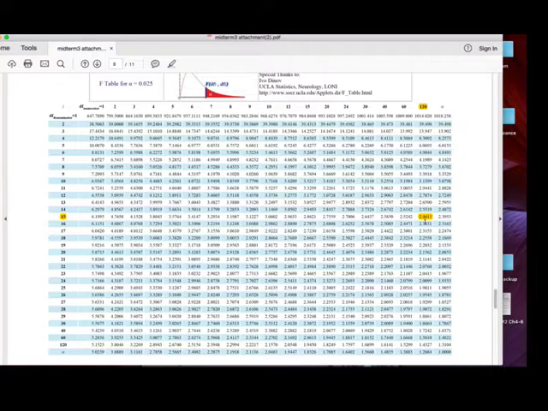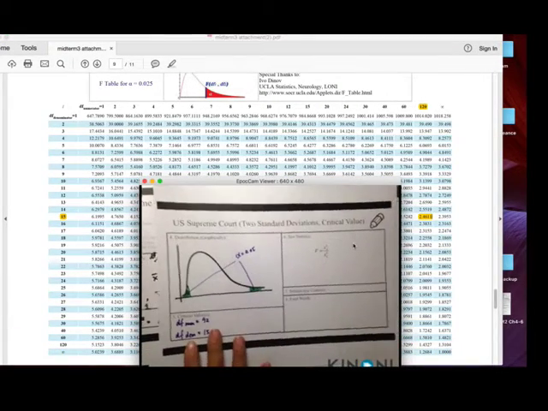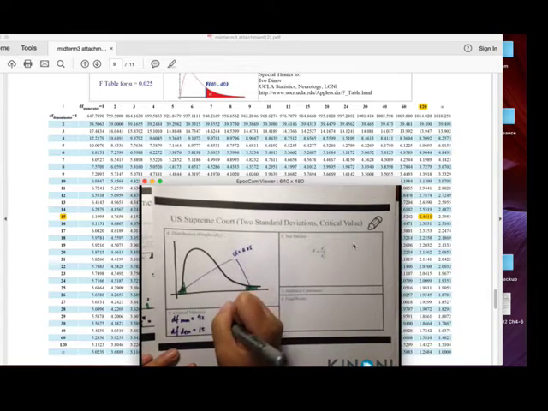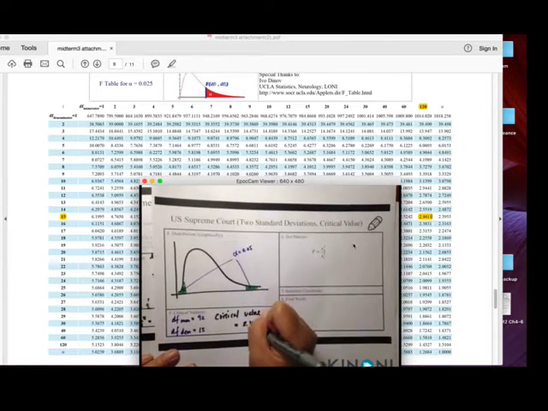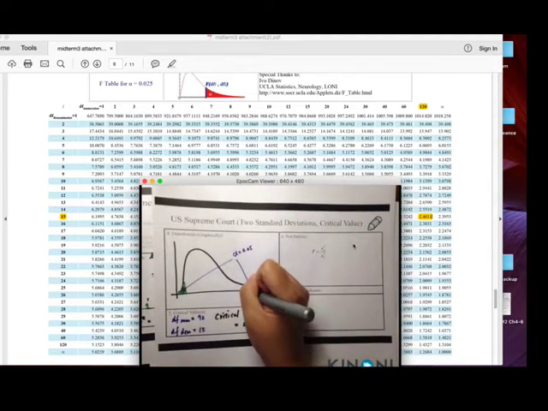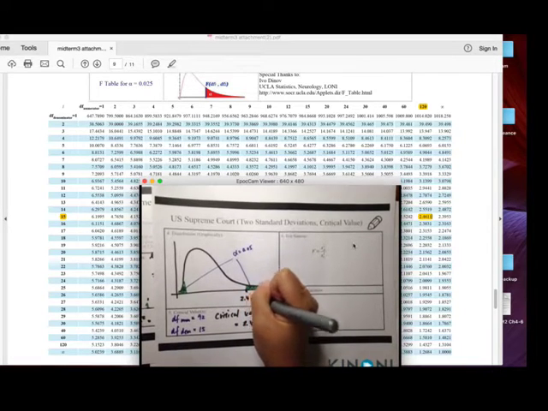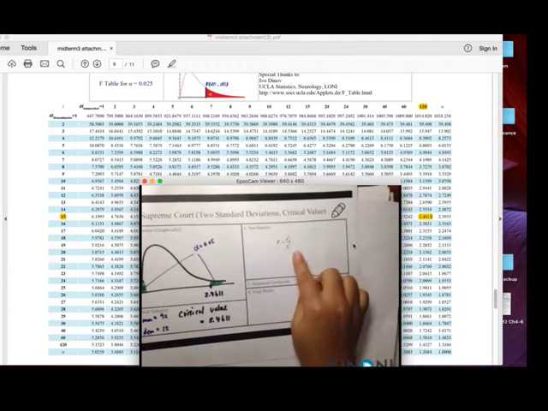2.4611 will be my critical value. So write it down here. I will have the critical value 2.4611. The 2.4611 is located about here. Now we're going to look at the test statistic.